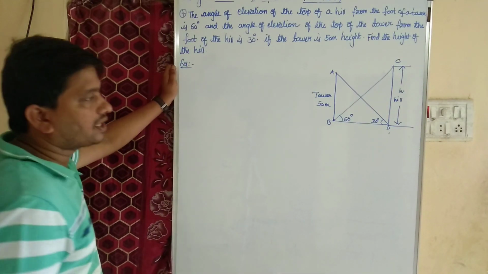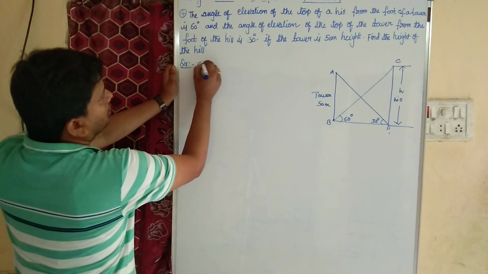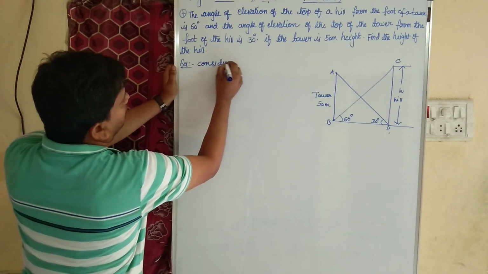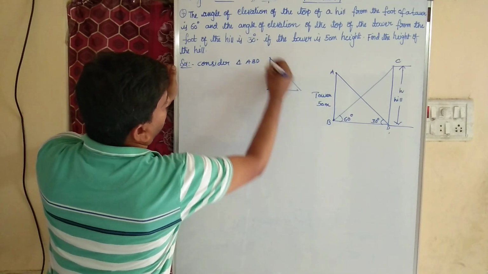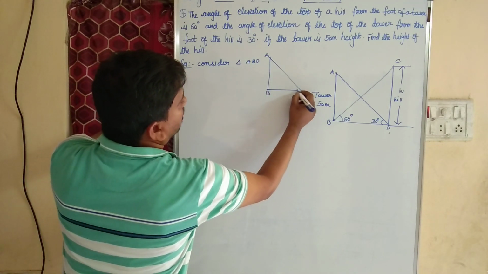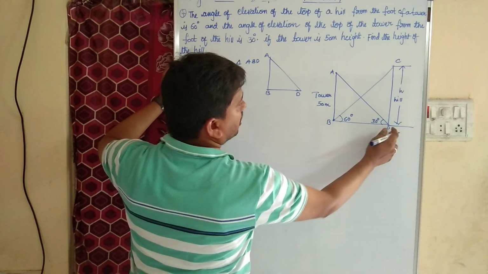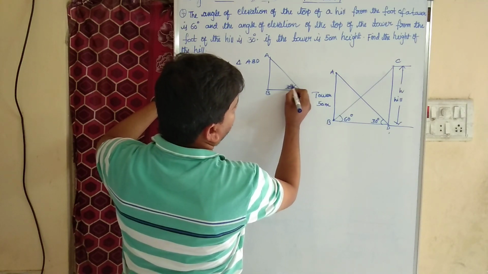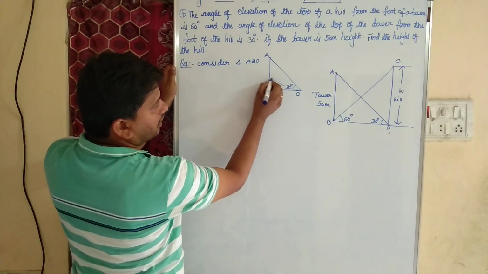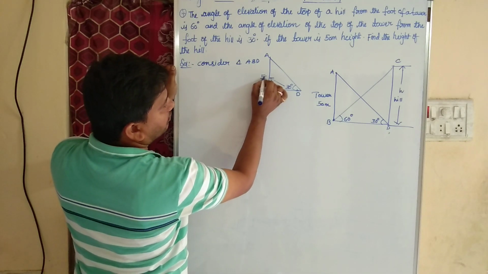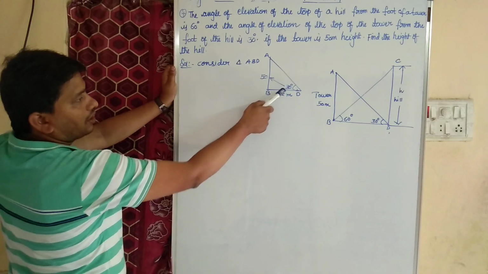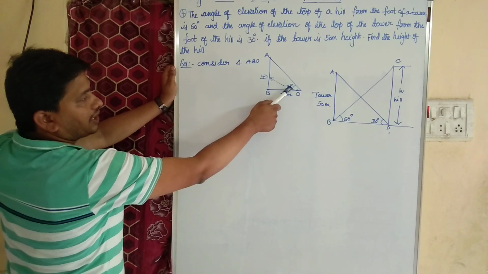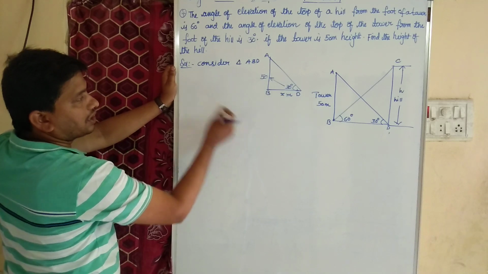Okay. So let me consider triangle ABD. In this triangle ABD, the angle of elevation is 30. What is the height of the tower, which is given? 50. We don't know the distance between B and D, so say it is x meters. Again 50 is the opposite side to 30 degrees and x is the adjacent side to 30 degrees.